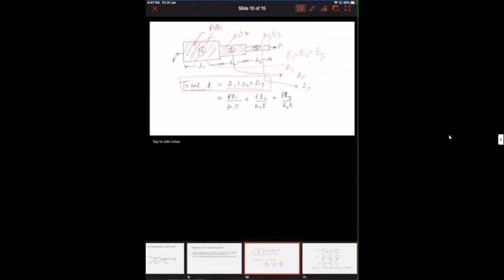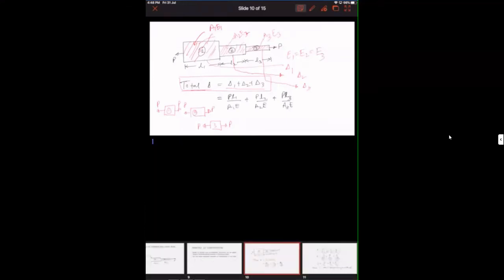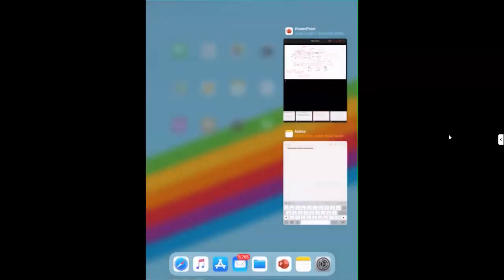Now I have calculated the force in my element 1 like this. I am assuming this is my element 1. So this is my force P and this is my force P. This is my force P in element 2 and this is force P, and this is my element 3. This is force P and this is force P. If I want to write the equation of deformation delta for my material 1, for my element 1, I would have written like this.